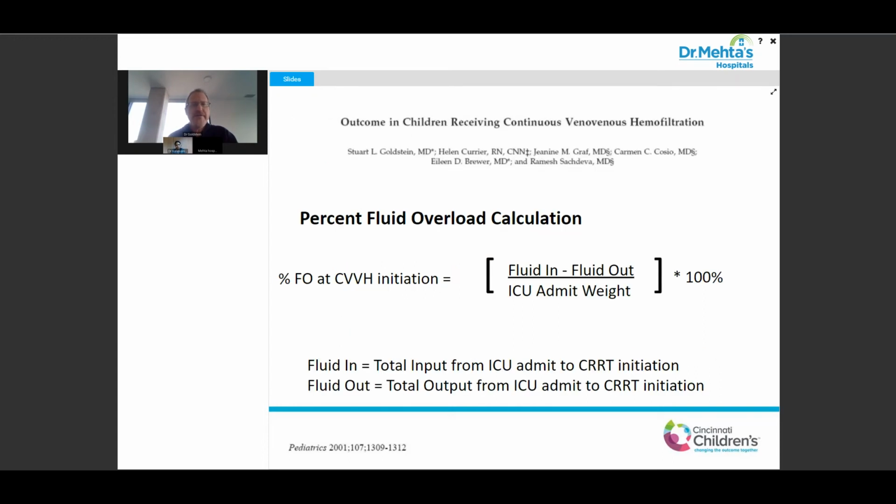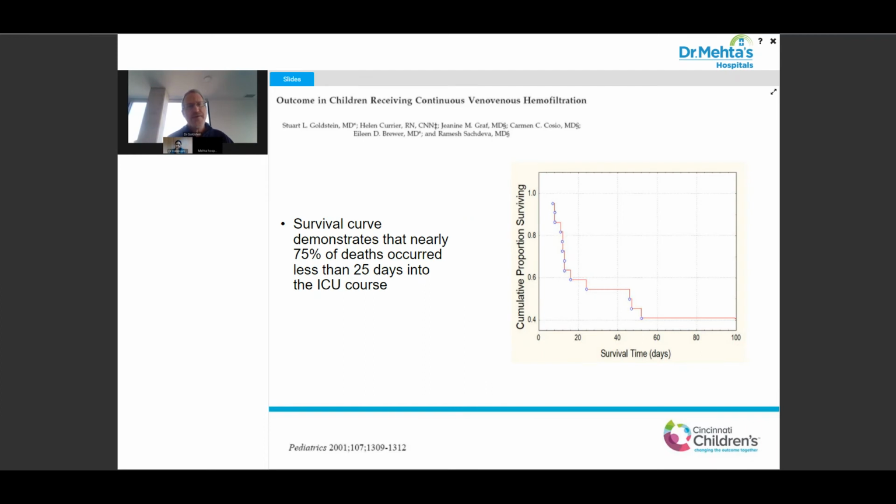And we calculated the fluid overload at CRT initiation, which was fluid in liters from ICU admission to the start of CRT minus fluid out in liters from ICU admission to the start of CRT over ICU admit weight in kilos and multiply by 100%. So we just are looking at ICU fluid accumulation. What we found in this early study that about 3/4 of deaths occurred in the first 25 days of ICU admission.